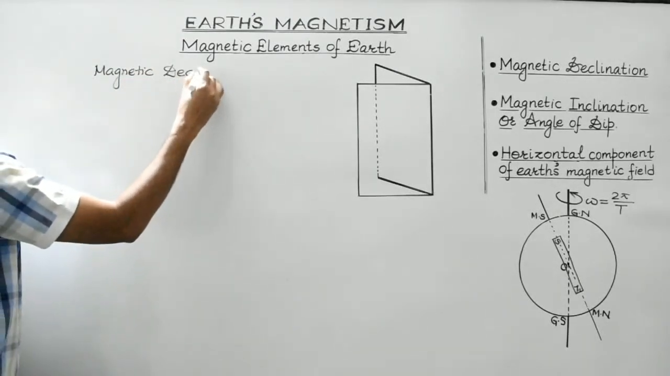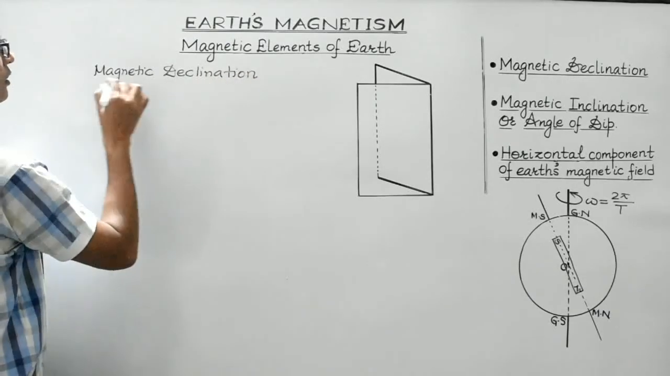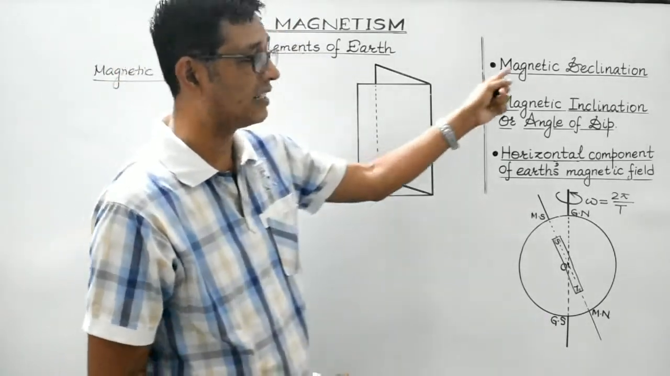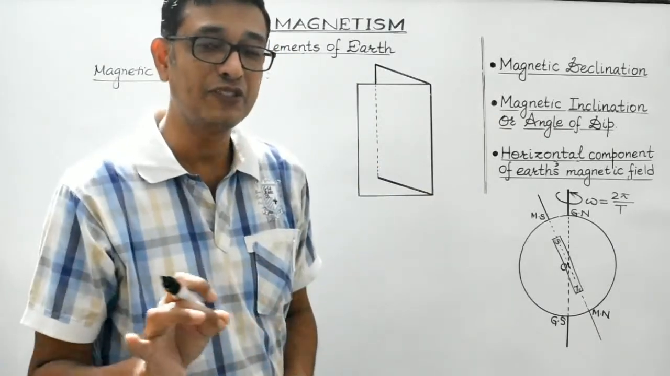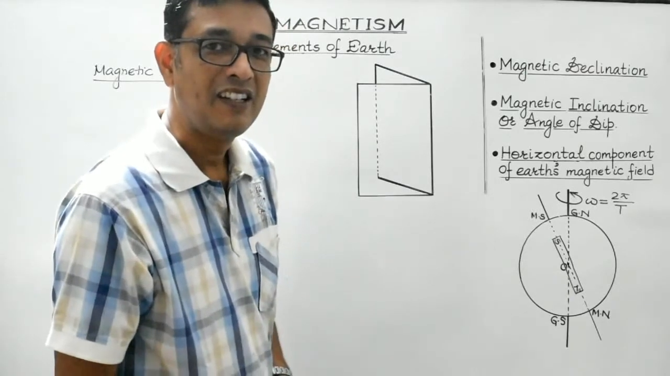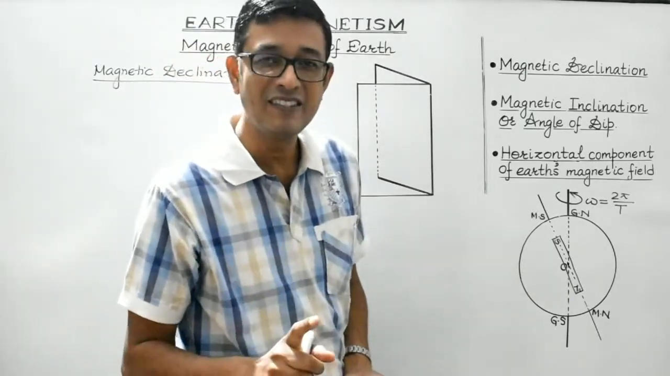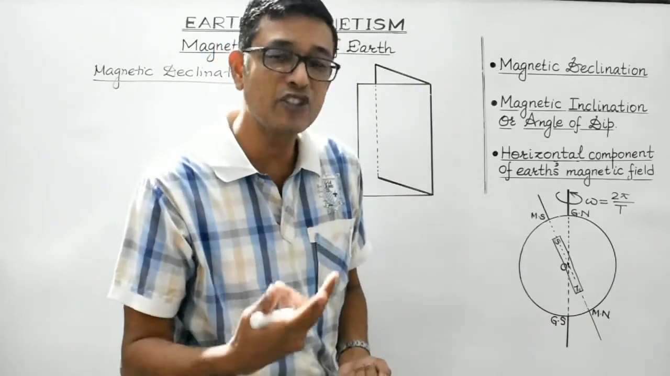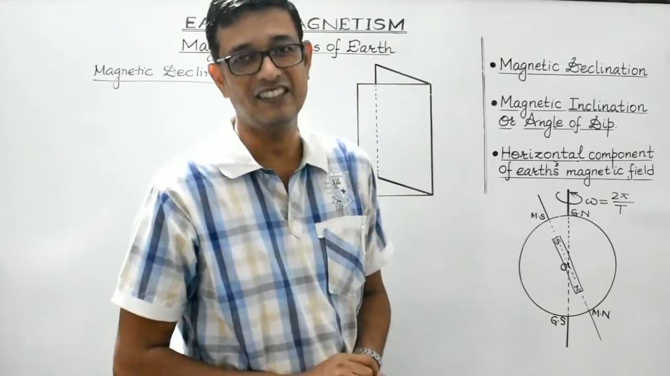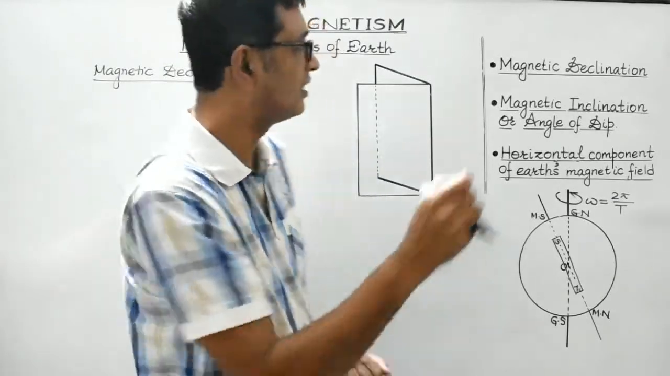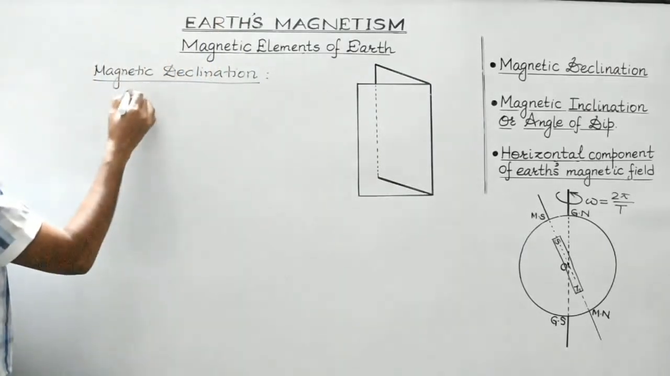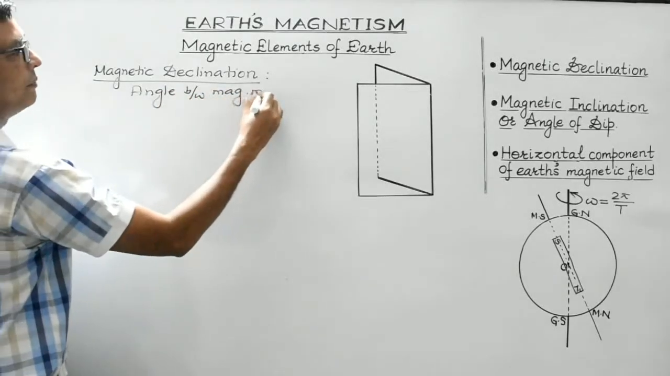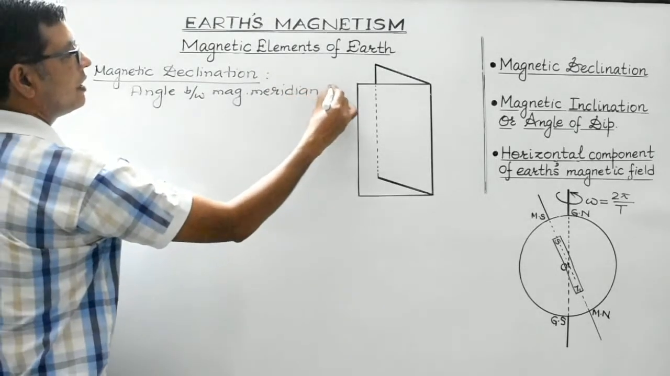As stated, the three physical quantities which are required to describe the Earth's magnetic field completely at a place are known as magnetic elements of Earth. The first one is magnetic declination, right? We are aware of the definition of magnetic meridian and geographical meridian. Geographical meridian is an imaginary vertical plane which passes through the geographic axis, and magnetic meridian is the imaginary vertical plane that passes through the magnetic axis, isn't it? The angle between these two planes is known as magnetic declination. So it is defined as the angle between magnetic meridian and geographic meridian.